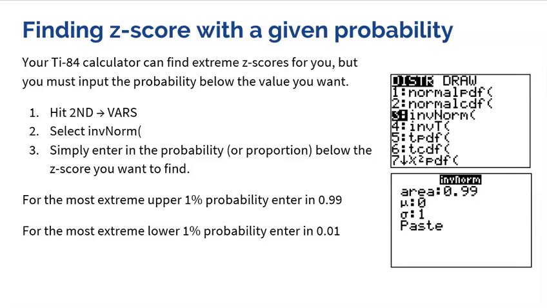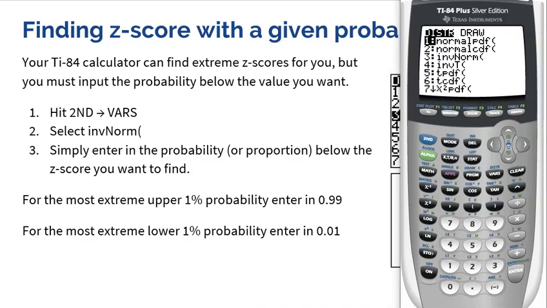All right, so first off, let's quickly remind you how to use Invert Norm. You're going to hit second vars to get Invert Norm. And remember, the only thing you have to type in when you use Invert Norm is the area below. So if I'm talking about the most extreme 1%, what the calculator actually wants is the area below that, which would be the bottom 99%.